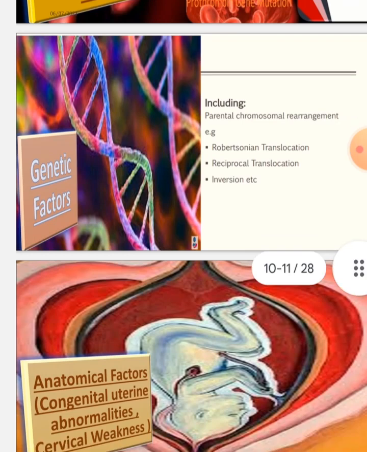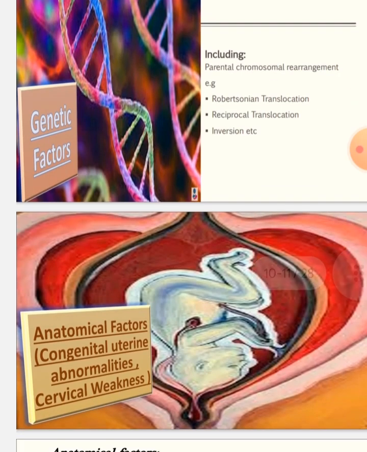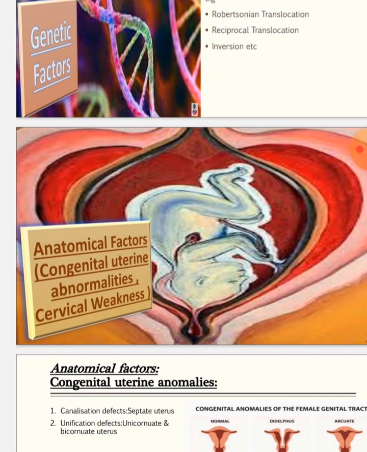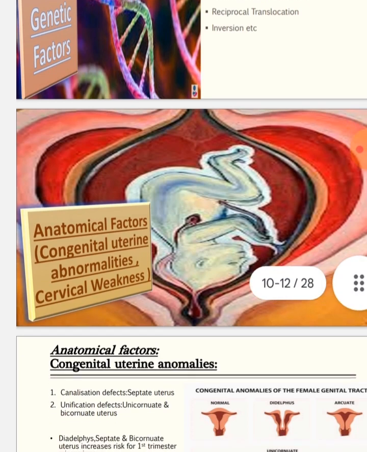What are the anatomical factors? Congenital uterine abnormalities and cervical weakness. Canalization defect, which leads to the septate uterus, and unification defect, which includes the unicornuate and bicornuate uterus. Didelphys and septate bicornuate uterus increase first trimester miscarriage. Arcuate, septate, and bicornuate uteri increase second trimester miscarriage.